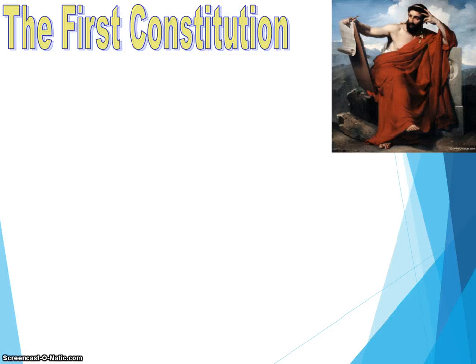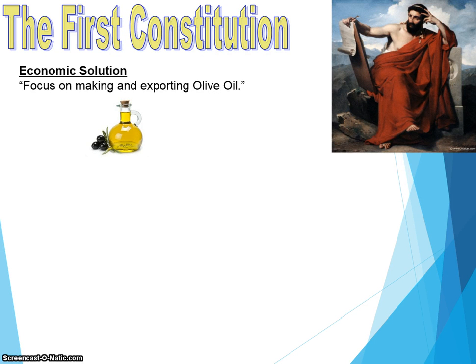As the people grew tired of these punishments, they turned to someone by the name Solon. Okay? Solon came into power, took over, and decided that there were three major issues. There was an economic issue, there was a social issue, and there was a political issue. His economic solution was to focus on making and exporting olive oil. He thought this could take care of their economic woes.